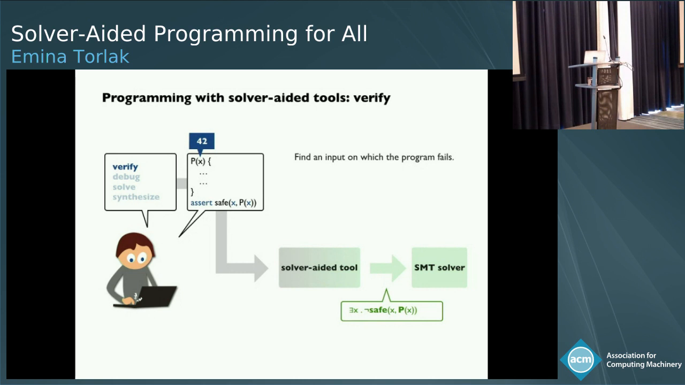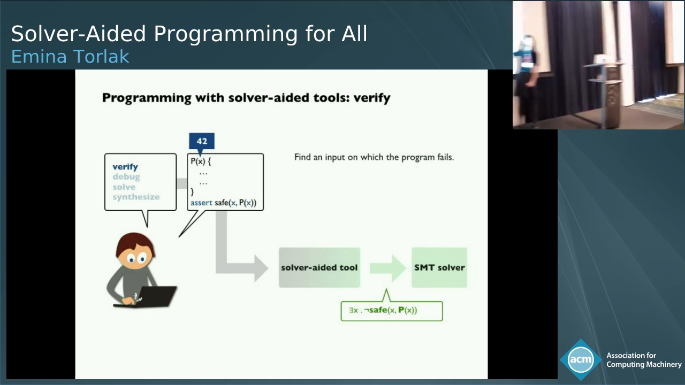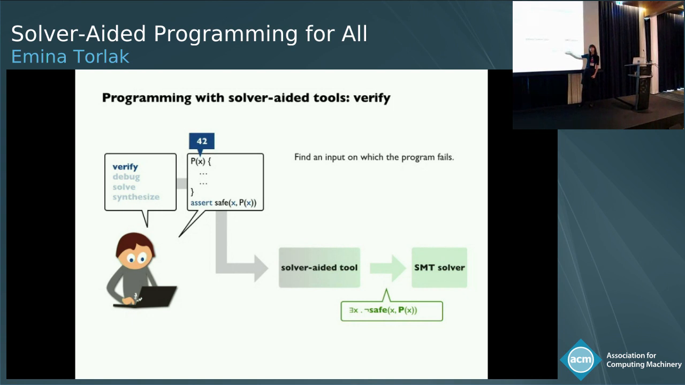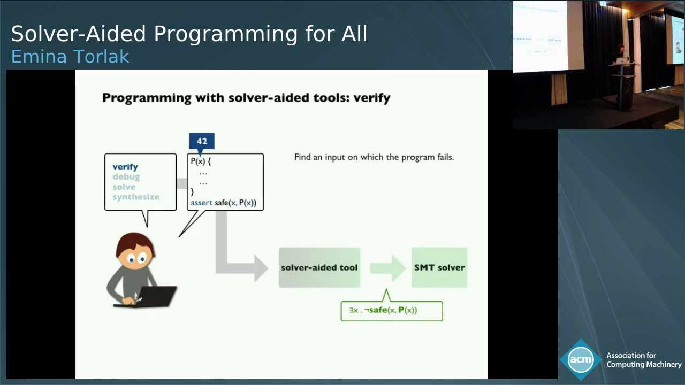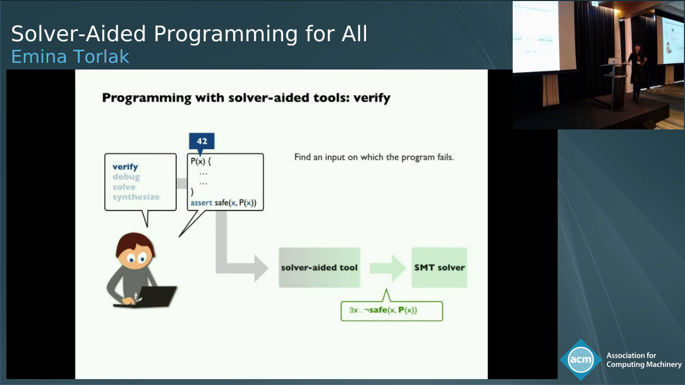And here I'm using the bold font to denote the semantics. So the meaning of P encoded as a formula, and same for the meaning of safe encoded as a formula. Okay? So if there is a model or a solution to this formula, it is a concrete counterexample to the correctness of P, right? It is a concrete input X on which the P violates the specification, and in that case, let's say that X is 42.